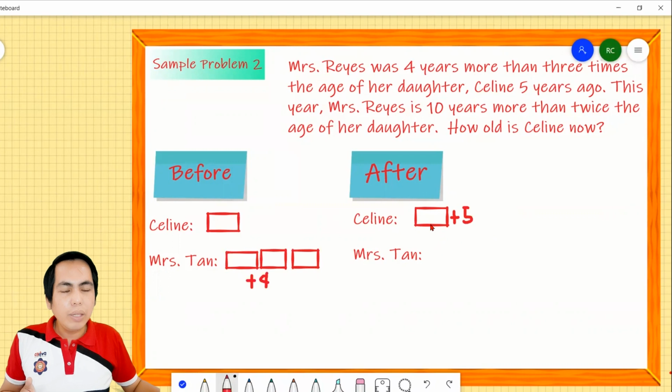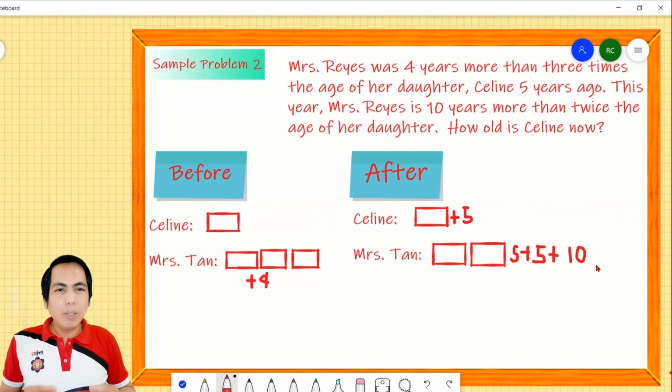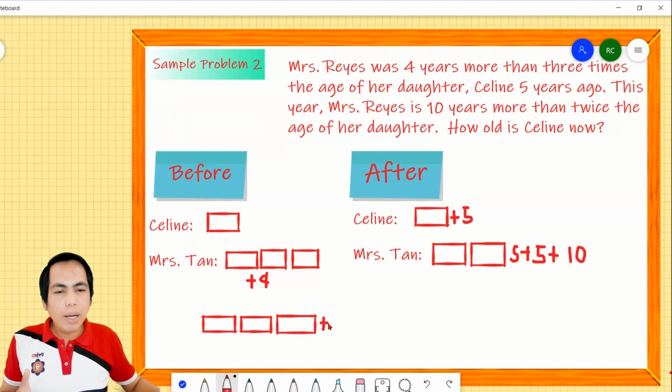So when we have this box times 2, we have 2 boxes. And twice 5 will give us 5 plus 5 plus 10, because she is 10 years more than twice. Now again, we do not know the sum of the ages of Celine and Mrs. Stan. All we can do now is to equate the age of Mrs. Stan 5 years ago. So we know that 5 years ago, Mrs. Stan's age can be represented by 3 boxes plus 4.